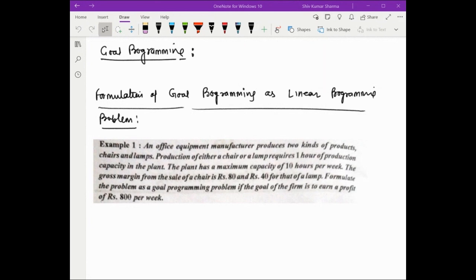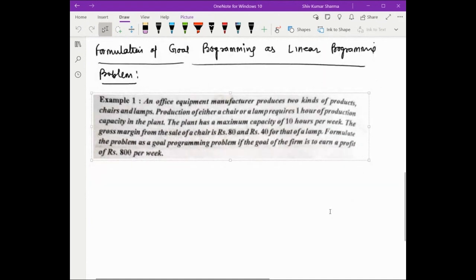Formulate the problem as a goal programming problem to earn a profit of 800 rupees per week. So we formulate the problem. We take the variables, as in simple problems we solve in the linear programming problem or other problems.